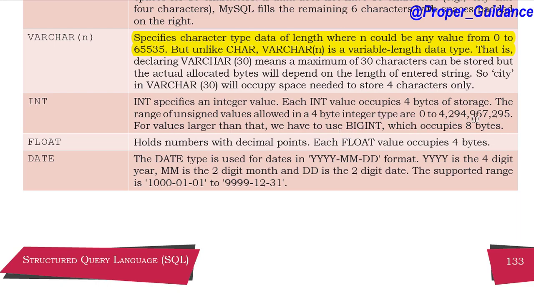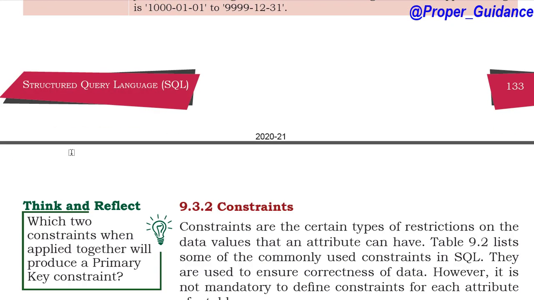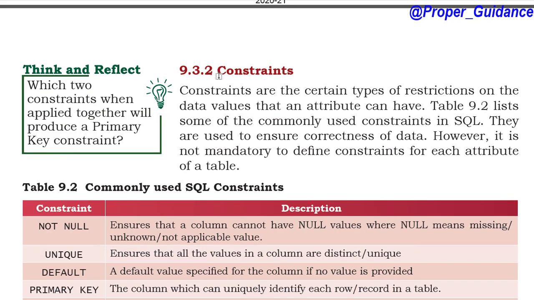INT specifies an integer value. Each INT value occupies 4 bytes of storage. The range of unsigned values allowed in a 4-byte integer type is given here. FLOAT is a whole number with decimal points. Each FLOAT value occupies 4 bytes. DATE, the date type is used for dates here. Okay. And next thing, constraints.